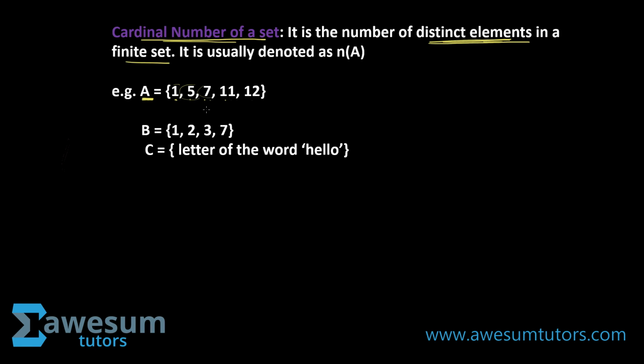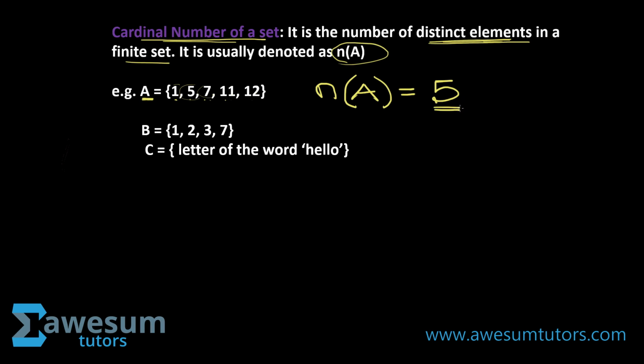Okay, now how do you denote the cardinal number? This is how you write it. It's going to be n open bracket, then the set. The set right here is A. I will put A right here, and I will say equals to, how many elements do I have? 1, 2, 3, 4, 5. Very good, guys. Then I will put 5 right there. That means the cardinal number of this set is 5.